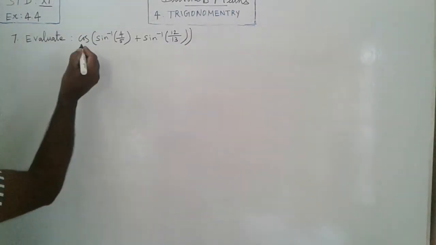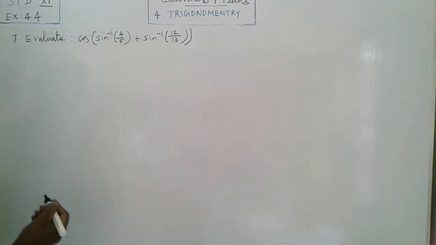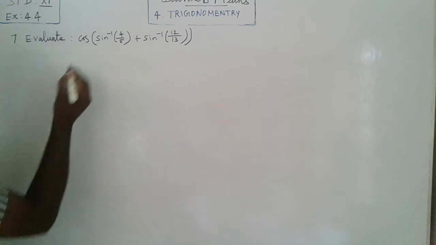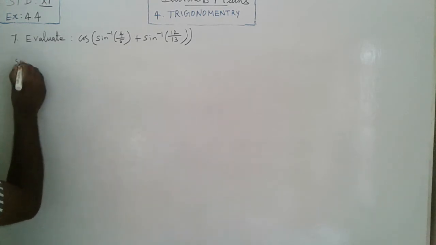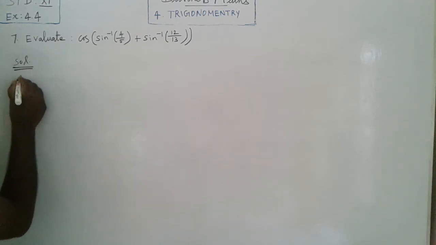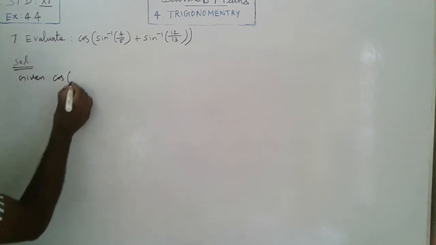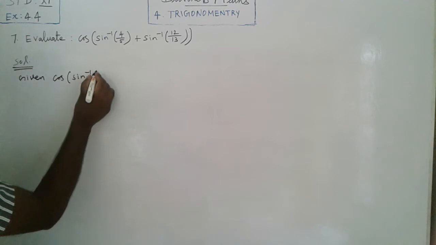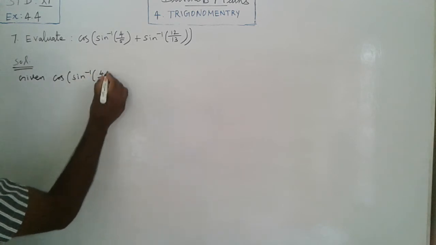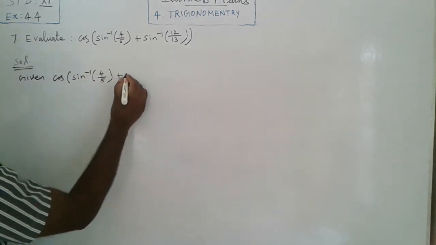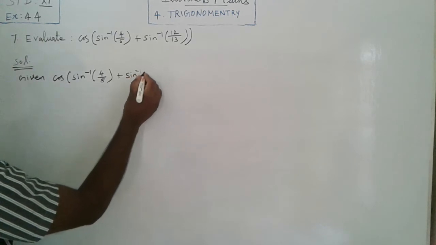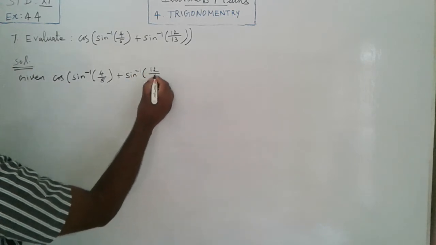Seventh sum. Evaluate cos of (sin inverse 4 by 5 plus sin inverse 12 divided by 13). The value we should find out. Solution. Given cos of sin inverse 4 by 5 plus sin inverse 12 divided by 13.